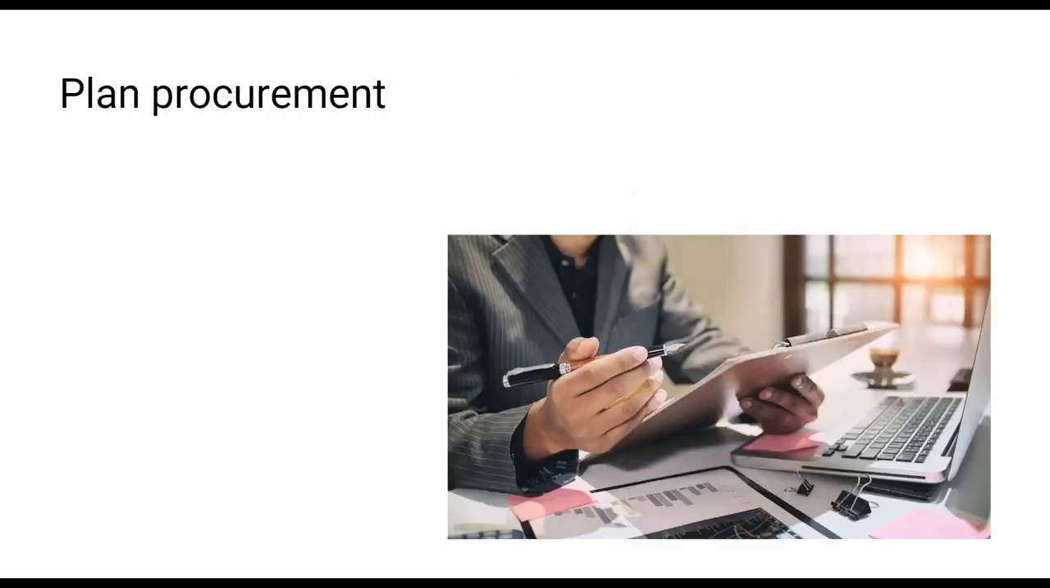The third process is to plan procurement. This involves developing a procurement statement of work that describes the products, services, or results needed, and developing procurement documents such as requests for proposal or bids.